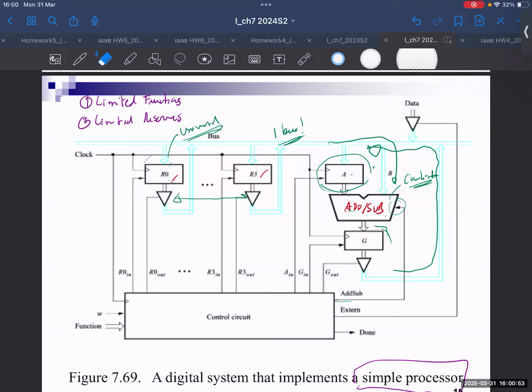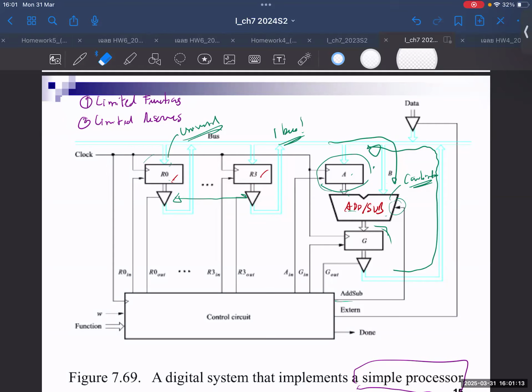You see, that's also the disadvantage of having a tri-state buffer. You can move just 1 at a time. You cannot move more than 1 at a time. Okay, but you save the space by just using this. But you need to think more carefully.